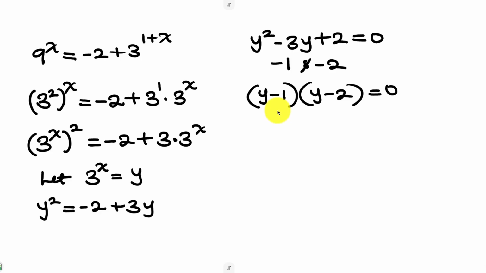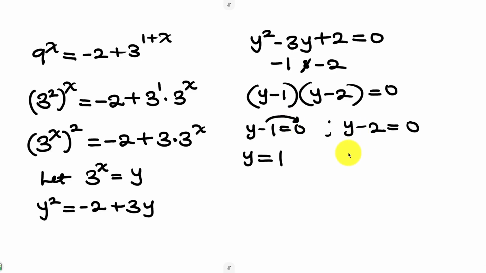Now there are two cases from here. y minus 1 equal to 0 or y minus 2 equal to 0. From our first case, y is equal to 1 when I move negative 1 to the right. And from our second case, y is equal to 2 when I move negative 2 to the right. Very good. Now let's bring them back here.